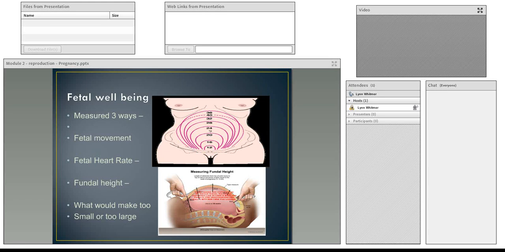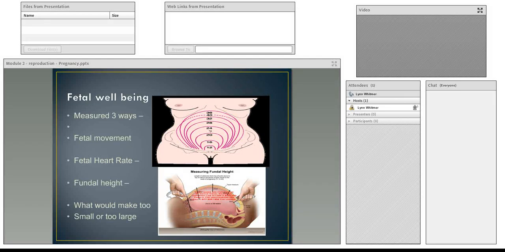Fetal heart rate, we can audibly pick up fetal heart rate on Dopplers as early as 12 weeks. Sometimes 10 weeks if she's really skinny, but 12 weeks should be that outside parameter of when we pick up fetal heart rate, and we know fetal heart rate is anywhere from 110 to 160 beats per minute.